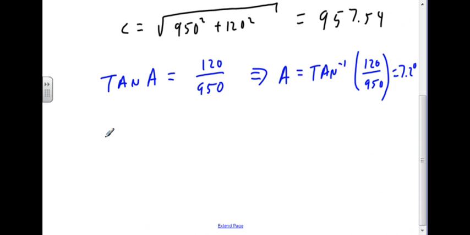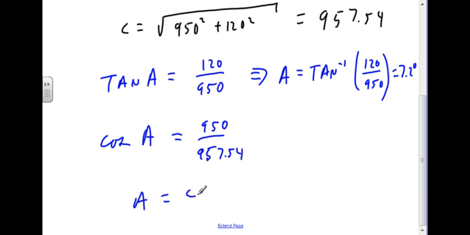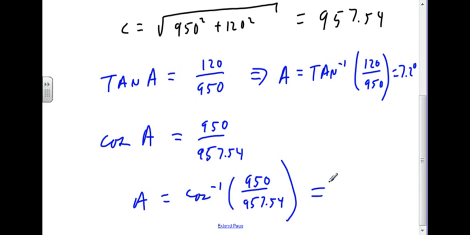But I could have said cosine A is 950 over 957.54. A is the arc cosine of 950 over 957.54. I could have done that. Cosine 950 divided by 957.54. And I would have gotten the same 9.19.